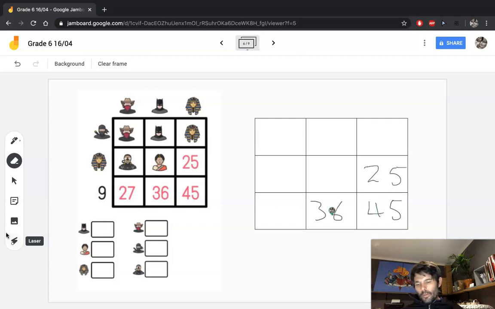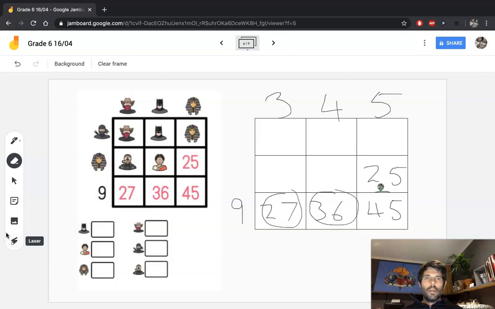Okay, so they've given me 9. I know 9 multiplied by 3 is going to give me this 27. Okay, I know that 9 multiplied by 4 is going to give me this 36. And I know that 9 multiplied by 5 is going to give me this 45. I also know that the two pharaohs are equal to each other. So 5 and 5 go in there.